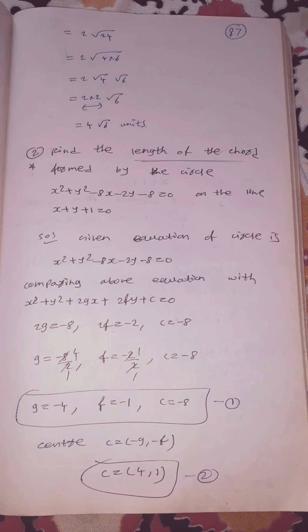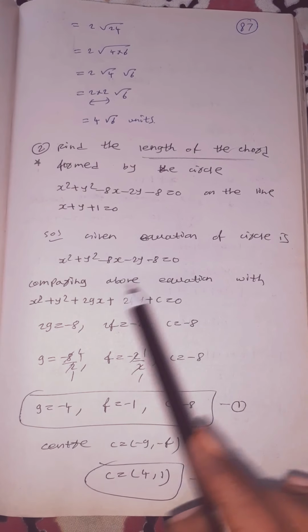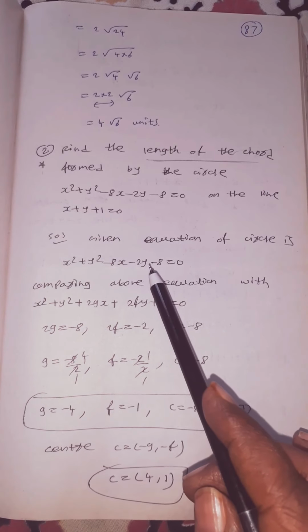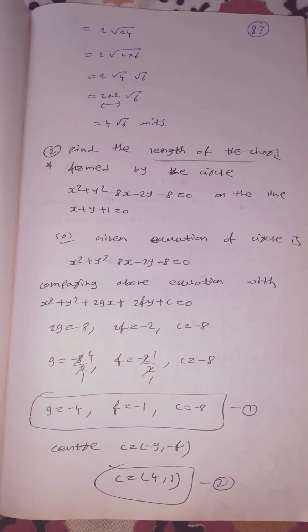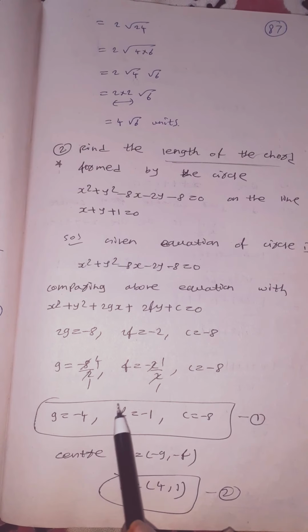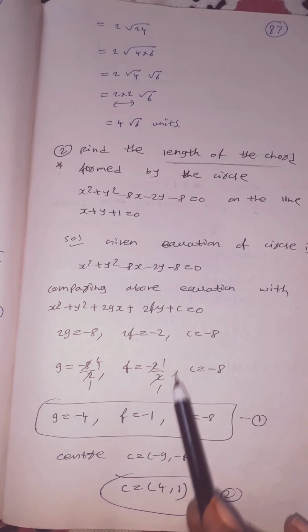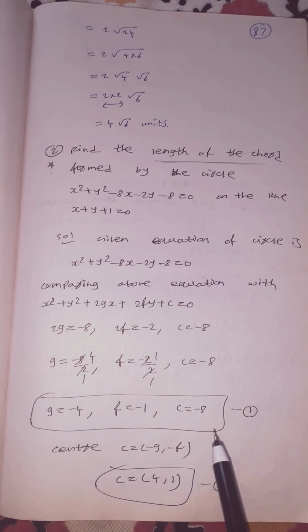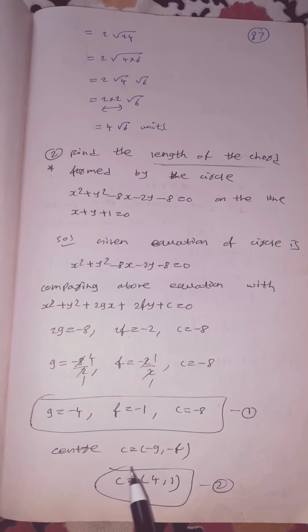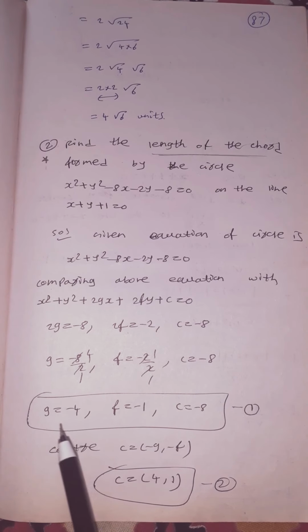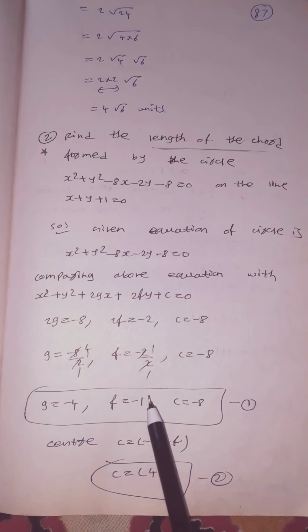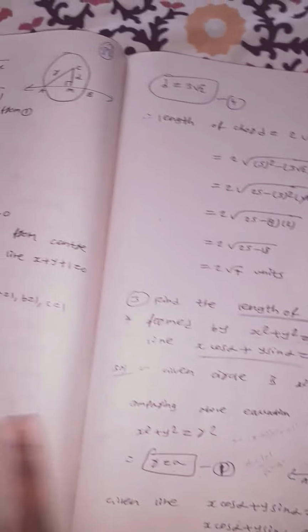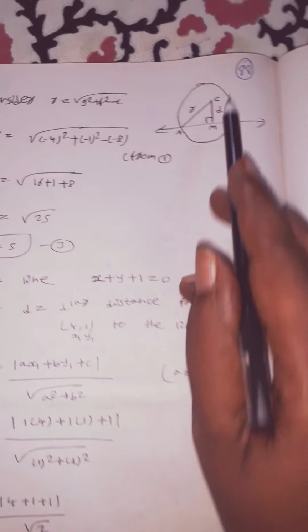So the given equation of the circle is this one, children. Comparing the above equation with the general equation, here 2g value is minus 8, 2f value is minus 2, c value is minus 8, children. So g is equal to minus 4, f is equal to minus 1, c is equal to minus 8. So the center formula is minus g comma minus f, children. So the negatives become positive, means the center is 4 comma 1. Next calculate the radius, children.